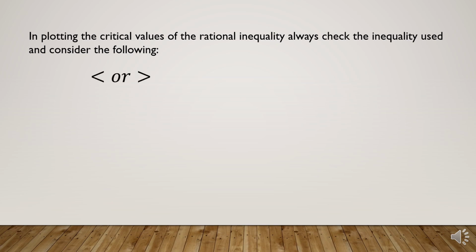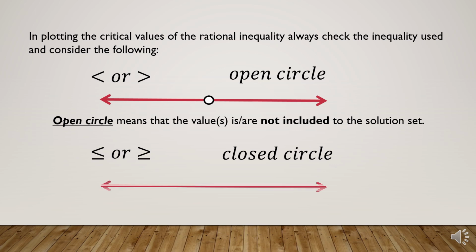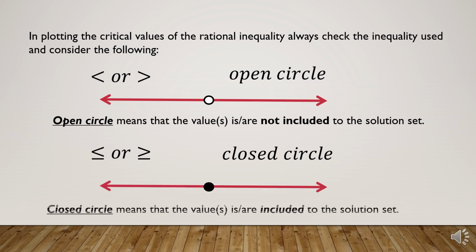If the inequality is less than or greater than, we will use an open circle. In plotting an open circle, it means that the value is not included in the solution set. If we use the inequality less than or equal or greater than or equal, we will use a closed circle. So it means that the value is included in the solution set.